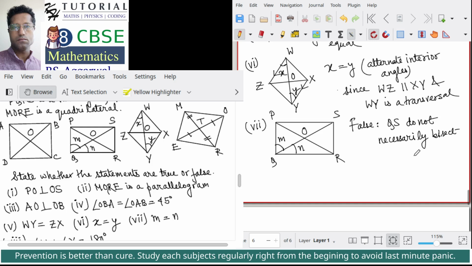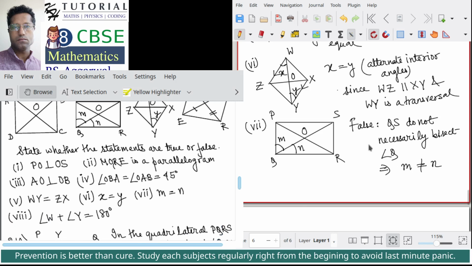m will be equal to n only when the diagonal QS bisects the angle Q, but in a rectangle, the diagonals need not bisect the angles. The diagonals of a square bisect the angles, but in a rectangle it is not necessary. So, in the rectangle PQRS, QS does not necessarily bisect angle Q. So this implies that m is not equal to n. So, this is false.